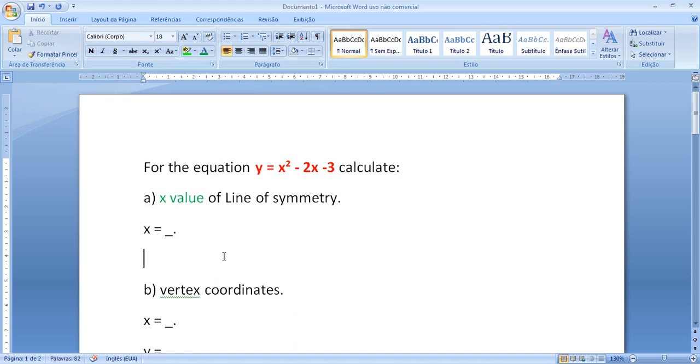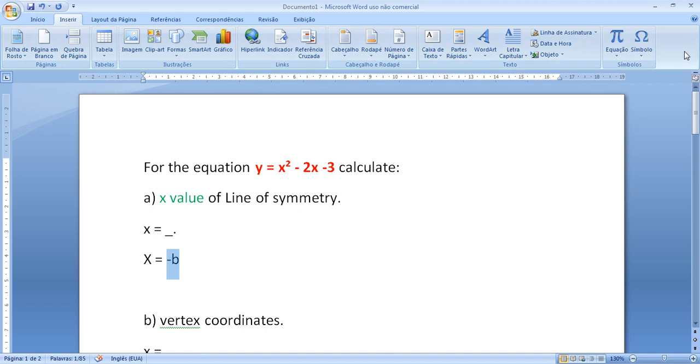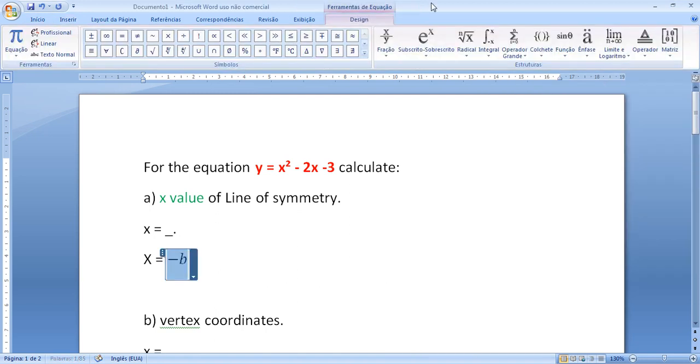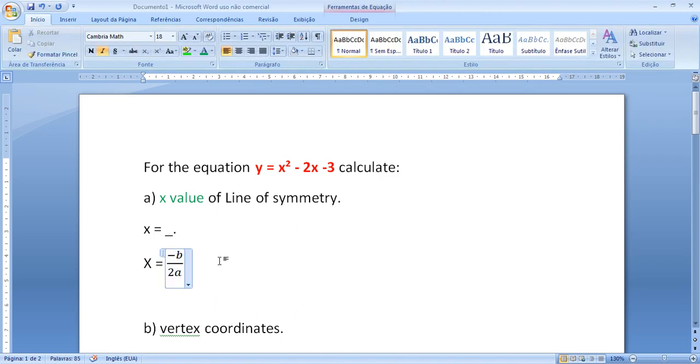This x value is given by minus b over 2a, right? If you remember. So let me write down here the equation to remind you. This minus b over 2a. So we can say that minus b, in such a situation, b is here.